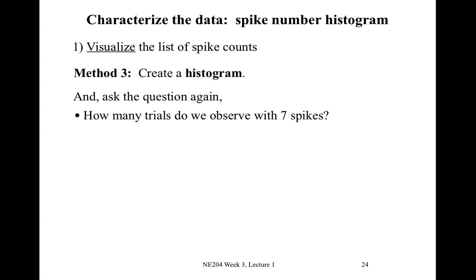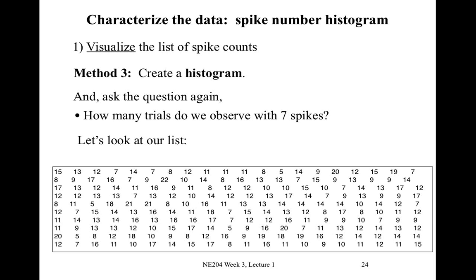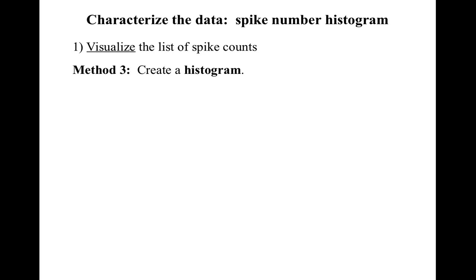Okay, we can keep asking this question. For example, how many trials do we observe with 7 spikes? Again, we can look at our list and we can try to count up the number of 7s. There's 1, there's another one. And if you keep doing this and you isolate all of the 7s that you observe in this list, you'll find that there are 15 trials that have 7 spikes. And we can keep asking this question again and again until we cover whatever we think are the reasonable number of spikes that we would see in each trial.